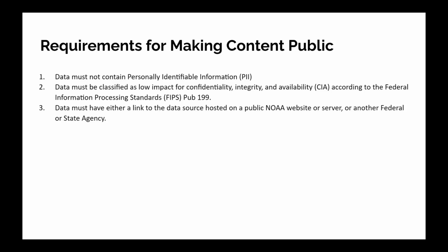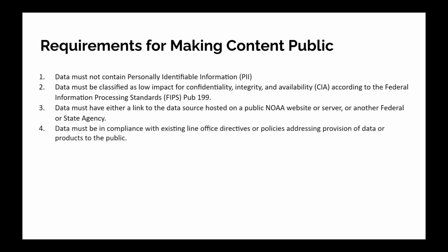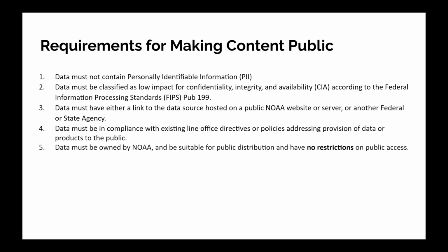Data must either have a link to a data source hosted on a public NOAA website or server or other federal or state agency. So essentially, we want to make sure that the information we're pushing out on these story maps is also available elsewhere to the public. This goes along the lines with any kind of social media stuff we do, any kind of top news stories we do. The data has to be in compliance with any other existing line office directives or policies that are already in place when it comes to sharing data publicly as well. And also, we want to make sure that we don't have any restrictions on the data that we're sharing.